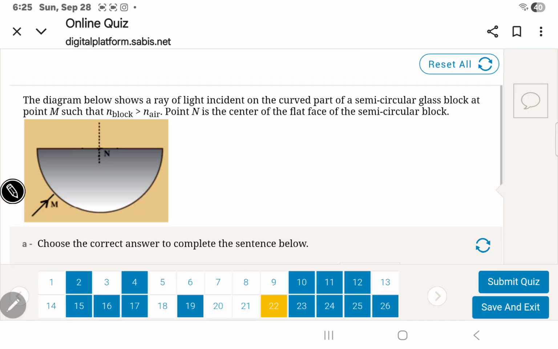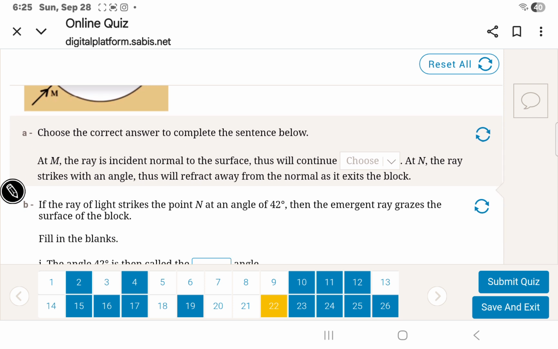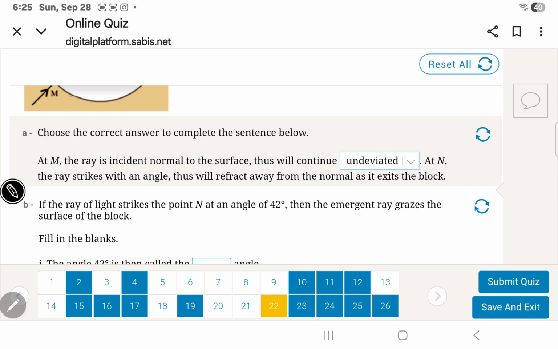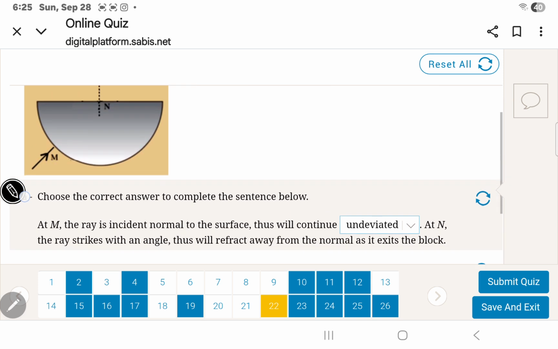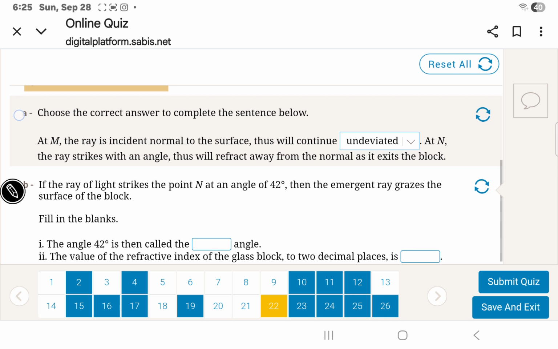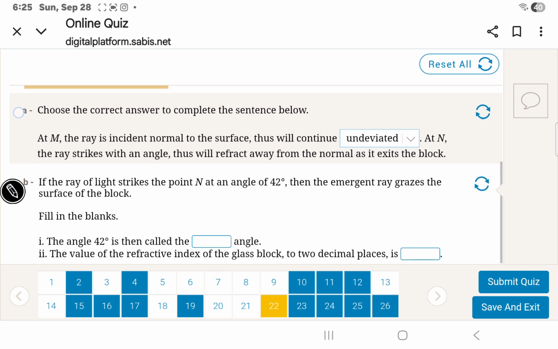Number 22. Here you have a ray of light coming perpendicular to the semicircular glass block. At M, the ray is incident normal to the surface, thus it will continue undeviated. At N, the ray strikes at an angle, thus it will refract away from the normal.